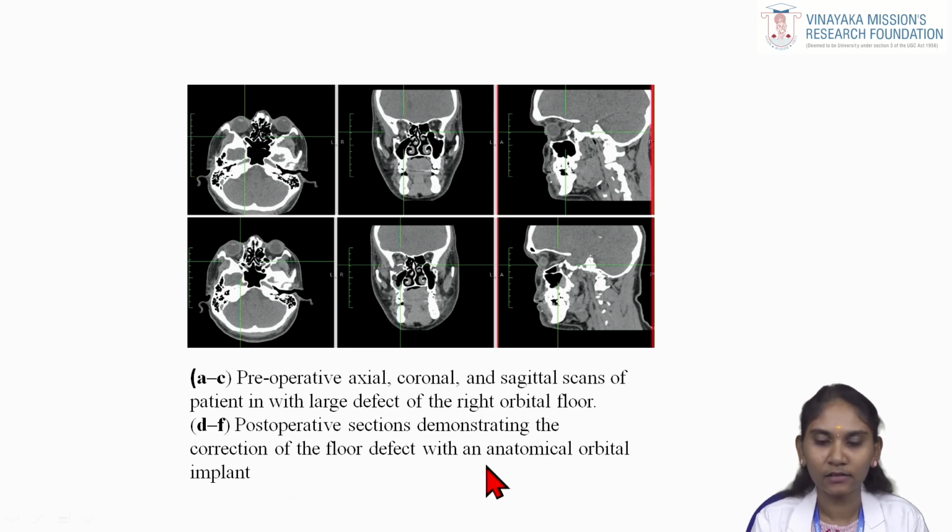The floor is corrected with the anatomical orbital implant. Okay, the implant is placed. So this is the axial view, coronal view and sagittal view. This is preoperative and postoperative. After the treatment, this is postoperative. The implants have been placed.